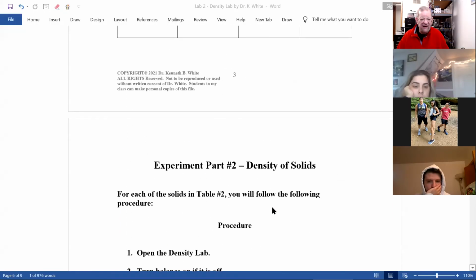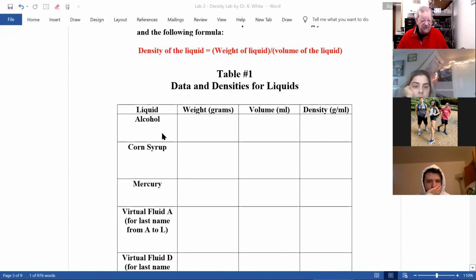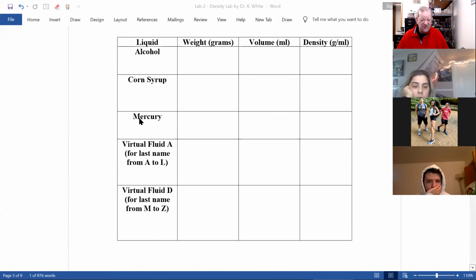For the first part, I showed you how to do the liquids. You'll take alcohol, measure the volume, then weigh it on the balance in the beaker and calculate the density. Same thing for corn syrup, mercury, and one of these two virtual fluids, depending on your last name.